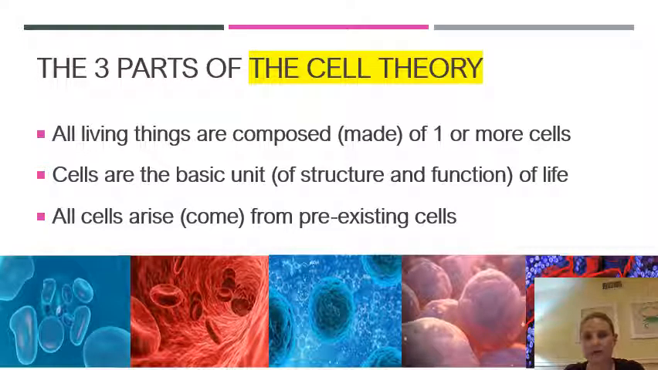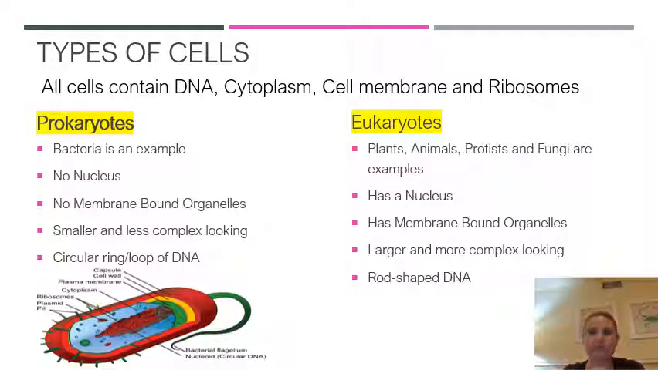We have 3 parts of the cell theory. We have the first part: all living things are composed or made up of 1 or more cells. Cells are the basic unit of structure and function of all living things, of life. And all cells arise or come from pre-existing cells. Super important. Please memorize these. You will be asked this.